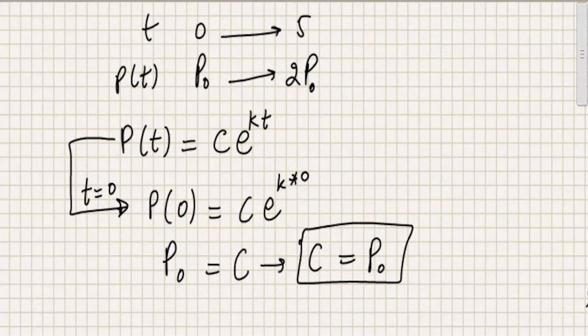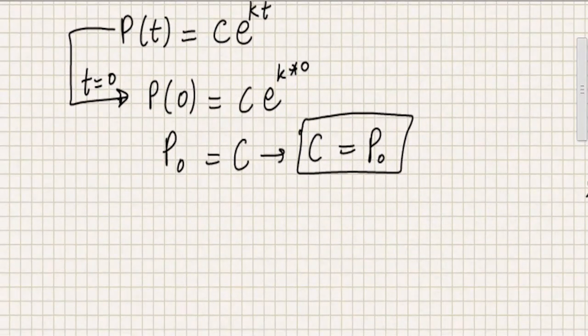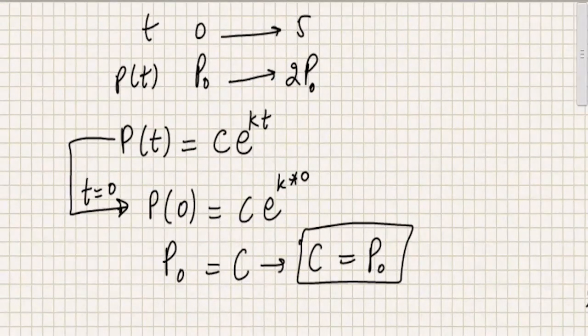As I said earlier, if P0 was given to be a number, 1000 or 2000 or anything like that, it would be different, but it's okay to use any named constant as well. So now we need to find the value of k, and to find the value of k, what are we going to do? We're going to use the second information, that at time t equal to 5 the population doubles.